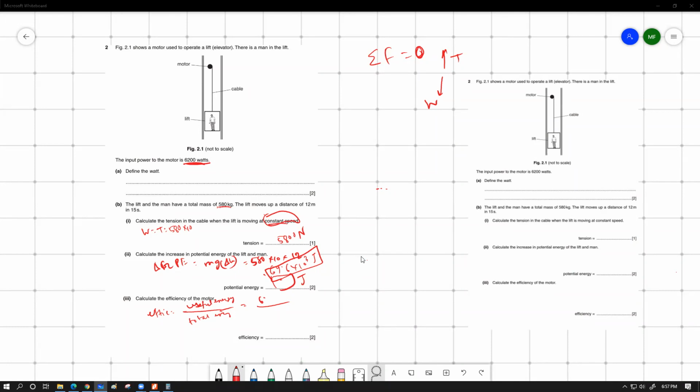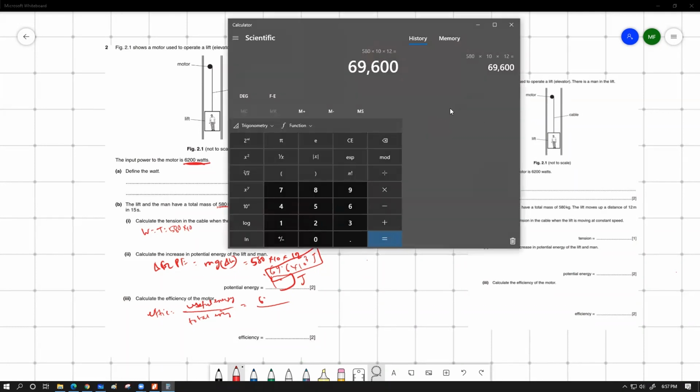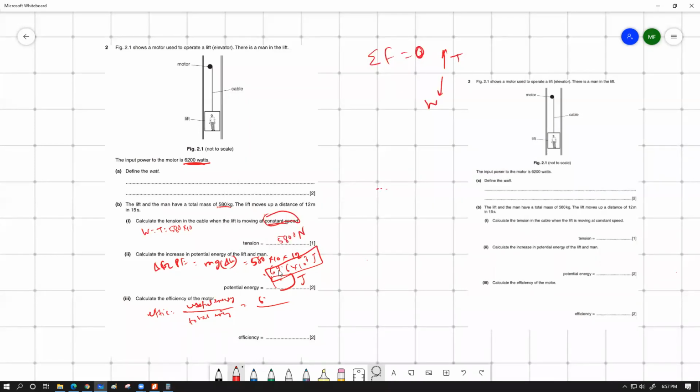Did I write it wrong here? Actually, the writing is wrong. The system of writing in scientific format is something point something something into 10 to the power something. So this number should have only one digit before the decimal point. So this should be written in this format: 6.96 into 10 to the power 4.